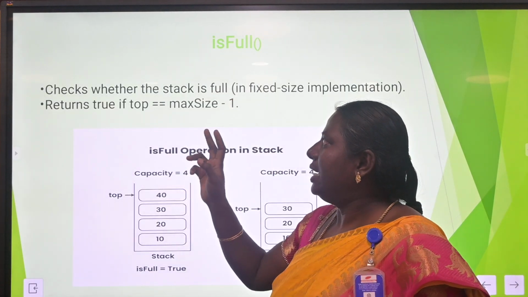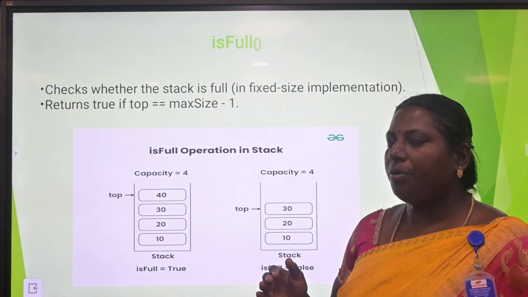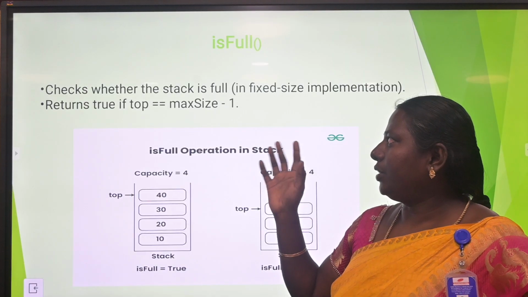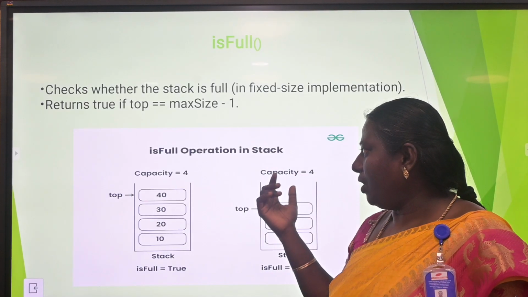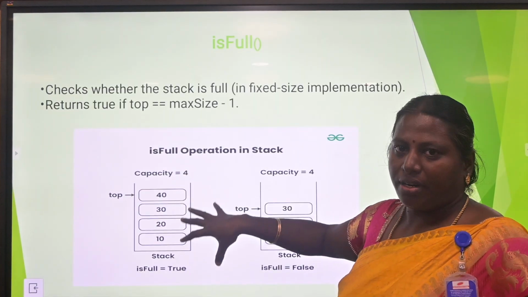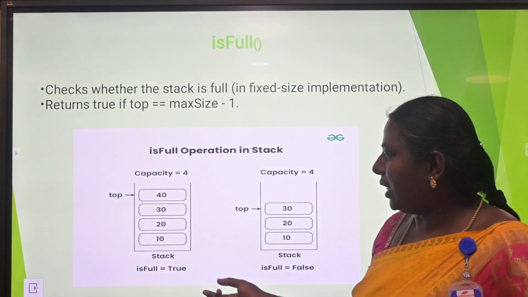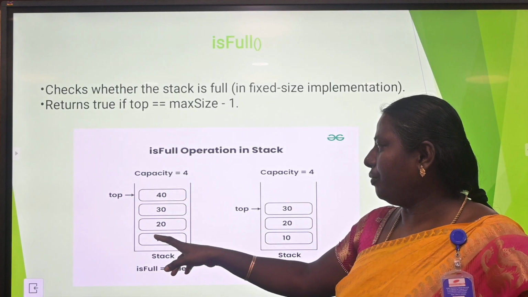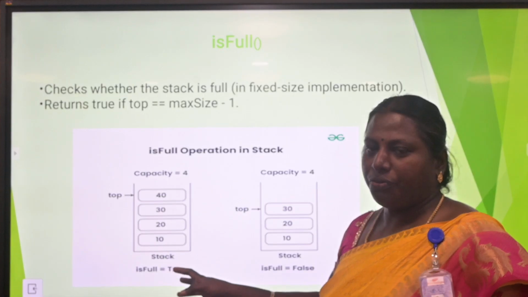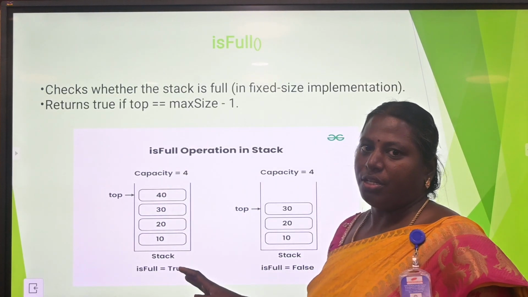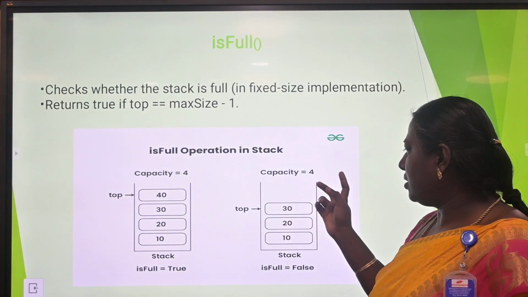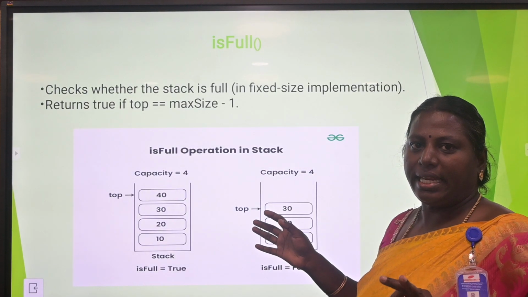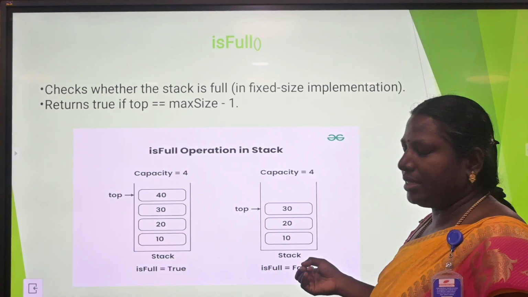Then isFull checks whether the stack is full. So we are going to check whether the stack is full or empty. Then return top is equal to max size - 1 is the isFull operation. We are considering the stack capacity is equal to 4, 4 meaning 10 to 40. So isFull is equal to true. This statement is true. Then with stack capacity equal to 4, if top holds 10, 20 and then 30, only 3 elements are present. So now the statement is false.